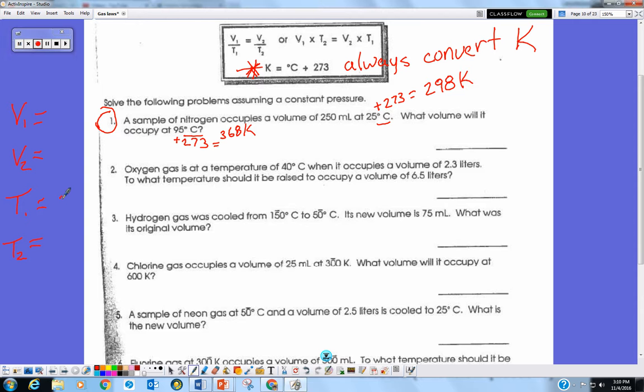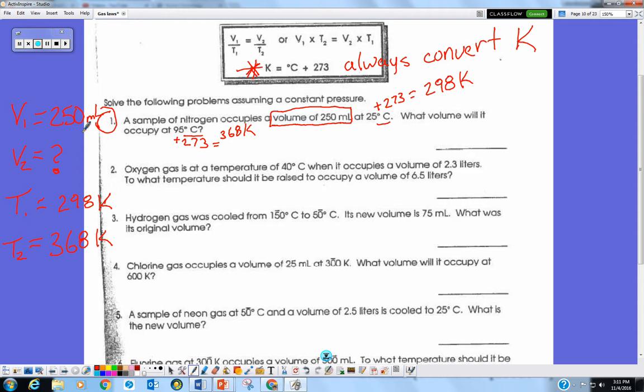That is our T1, because that's the first temperature that we're given. So we have 298 Kelvin, and then our final temperature is 368 Kelvin. Looking back at the problem, I need to find my initial volume. My beginning volume is 250 milliliters, and my new volume is our unknown.